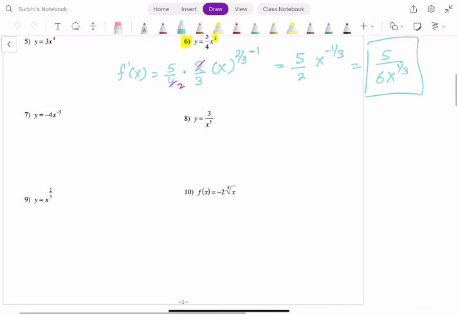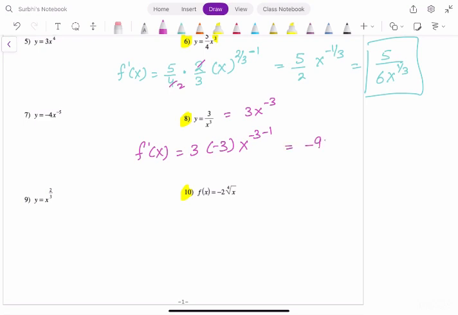Now let's try question number 8. Now x is in the denominator, 3/x cubed. So I can bring it up as a negative exponent, and we will do the same drill. F prime of x is 3 times negative 3 x to the power of negative 3 minus 1. So understand how to subtract the integers. It will be x to the power of negative 4, and because it's a negative exponent, we will bring it down.